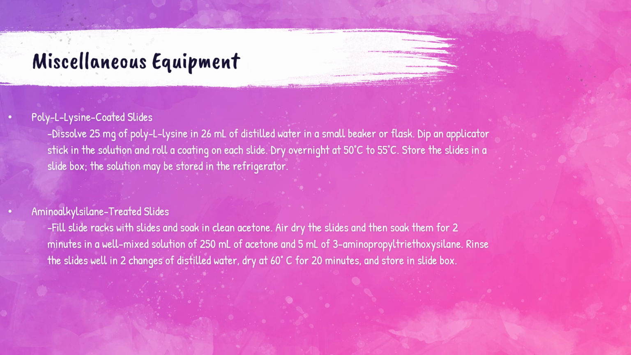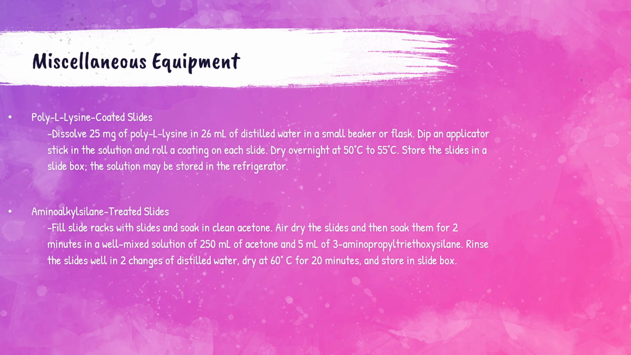Poly-L-lysine coated slides can be created by dissolving 25 milligrams of poly-L-lysine in 26 milliliters of distilled water in a small flask or a beaker. An applicator stick should be stuck down into the solution and rolled over the slide to create a coating. These slides should be dried overnight at around 50 to 55 degrees Celsius.